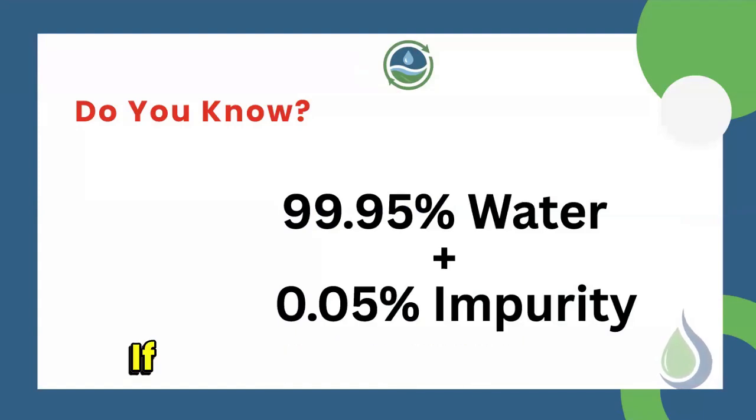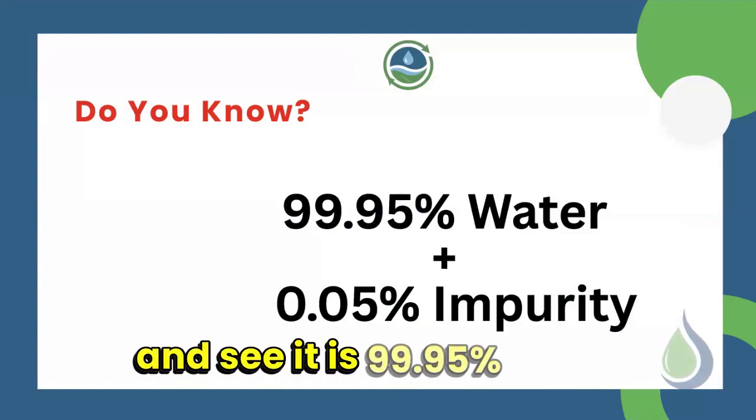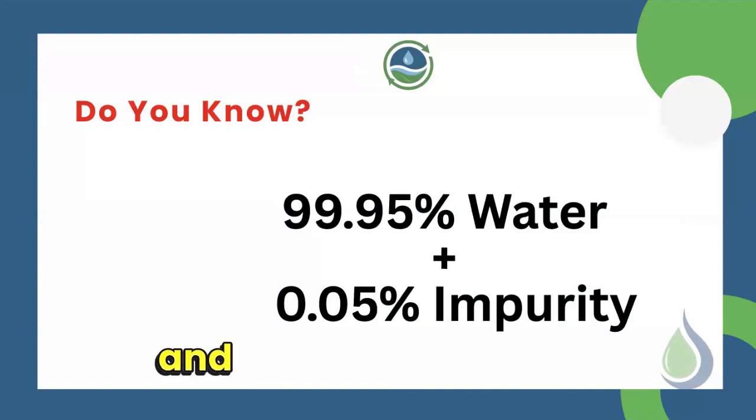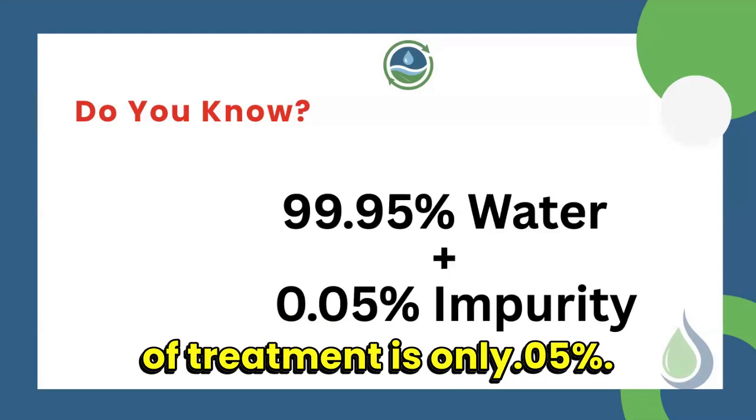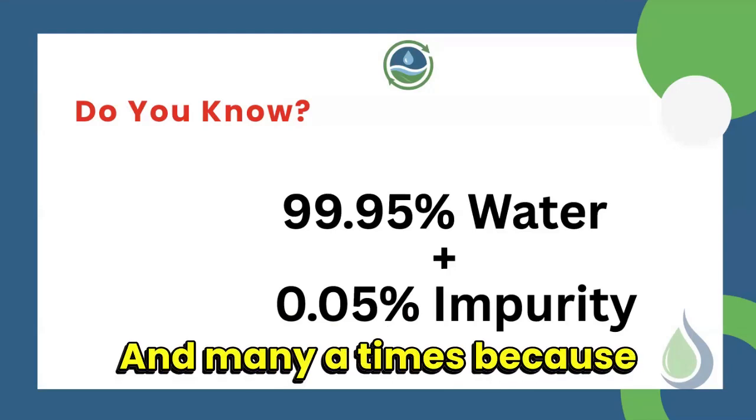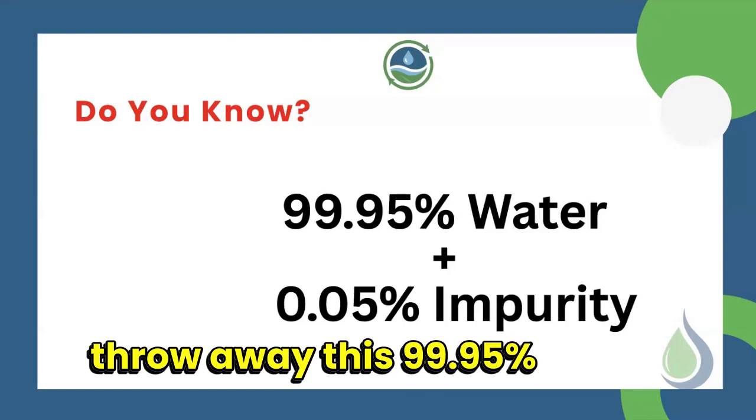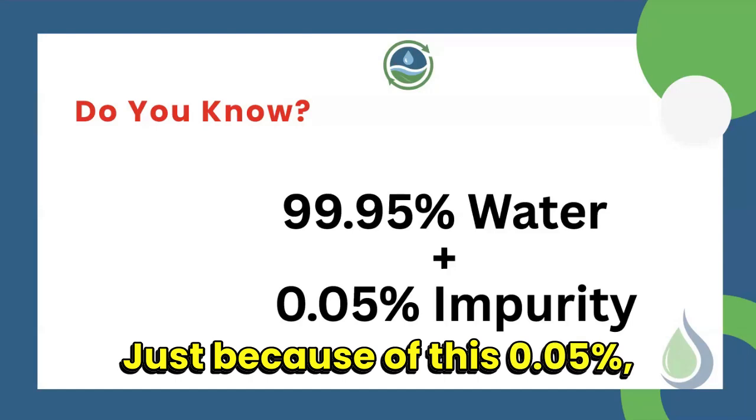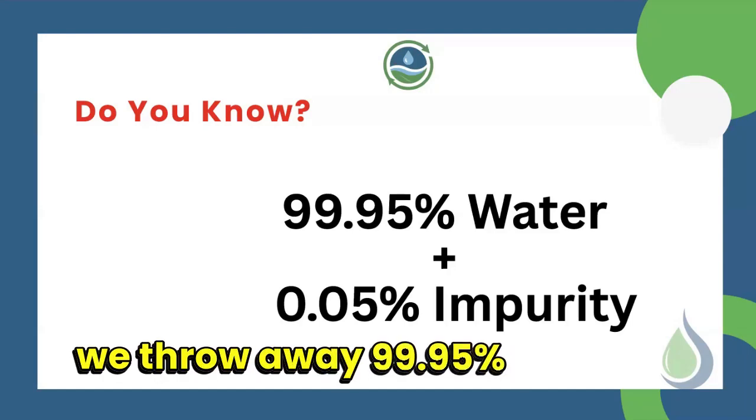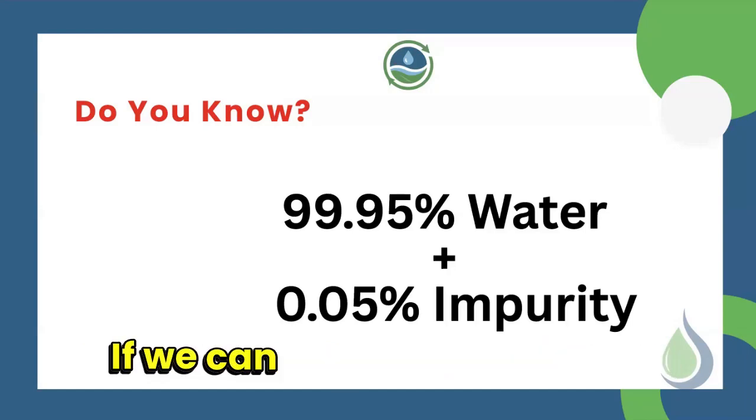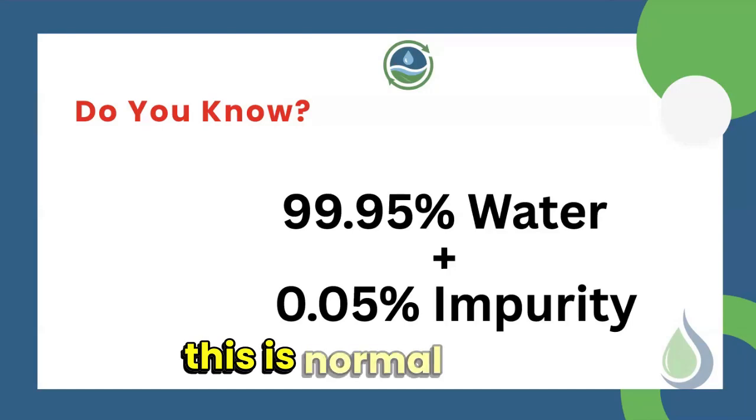What is sewage? If you break down sewage and see, it is 99.95% water and only 0.05% impurity. Please understand, it is 99.95% water. The impurity that we are trying to take out by way of treatment is only 0.05%. And many a times, because of this 0.05%, we throw away this 99.95% water. If we can remove this 0.05%, this is normal water.